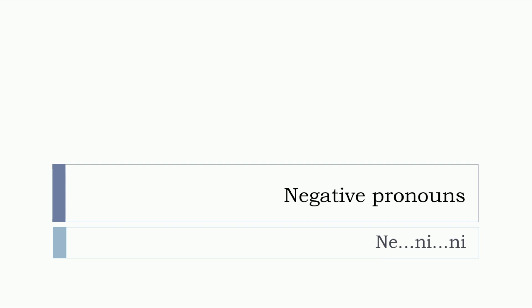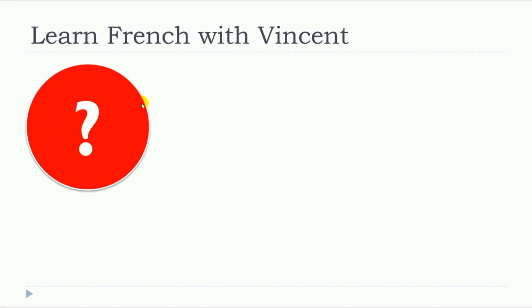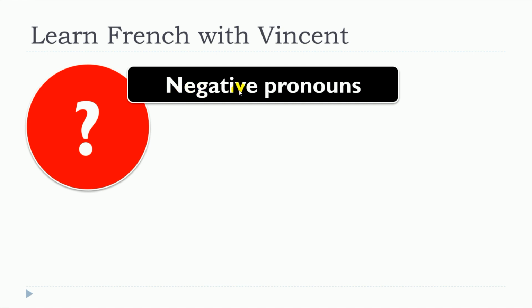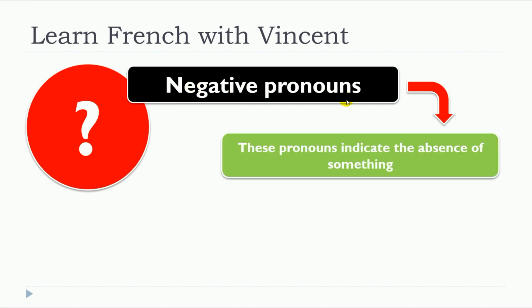In this lesson, we will see together the negative pronouns, but more precisely, we will see ne, ni, ni. So the first thing that we need to define is the negative pronouns. These pronouns indicate the absence of something.